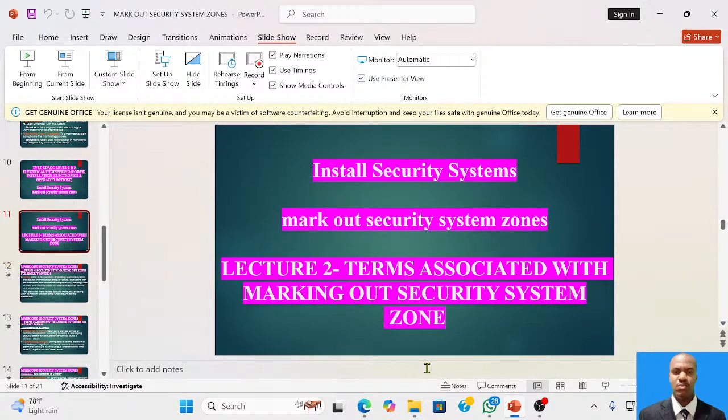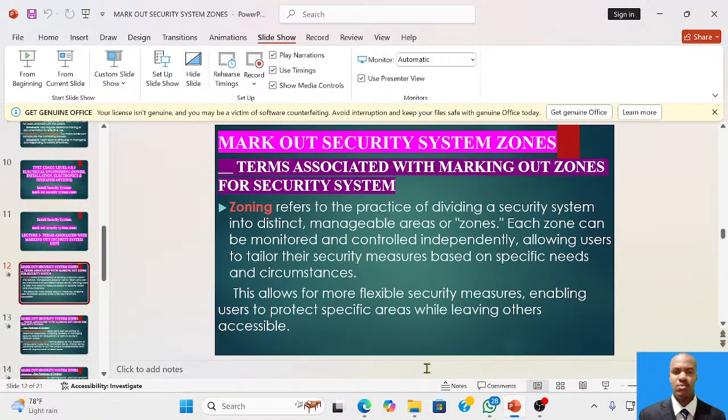And that is it to do with the terms associated with the security systems and specific zones while carrying out the marking exercise for security system zones.